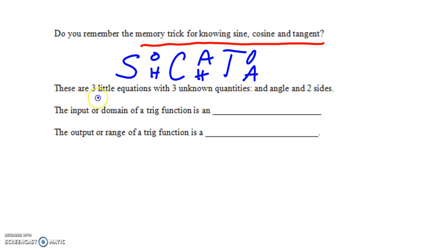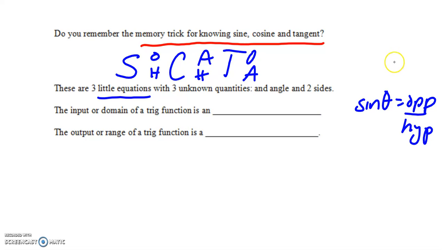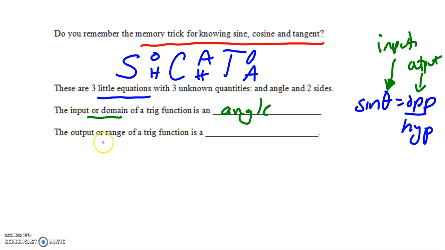And the 3 little equations that were on the earliest slide, like sine of theta or sine of your angle, is the same as opposite over hypotenuse. Now remember, I said everything is about your angle. That is because this is a trig function, so theta is what you're plugging in. So this is your input value, and this ratio is your output value. So the input or the domain of a trig function is an angle. The output or the range of a trig function is a ratio.